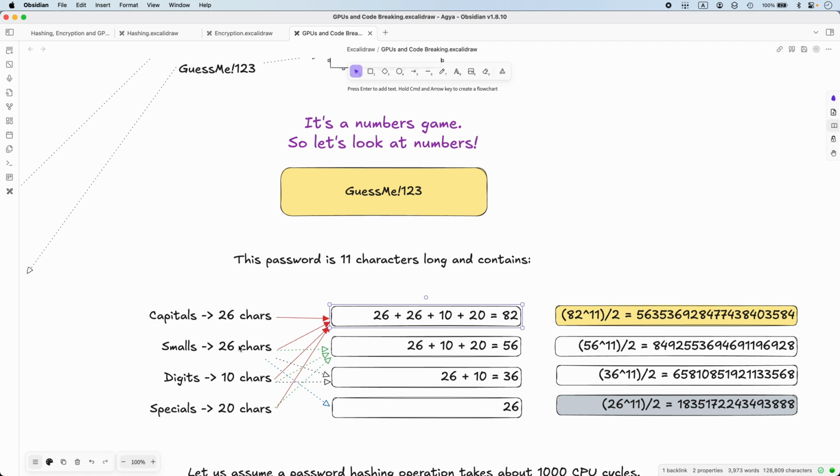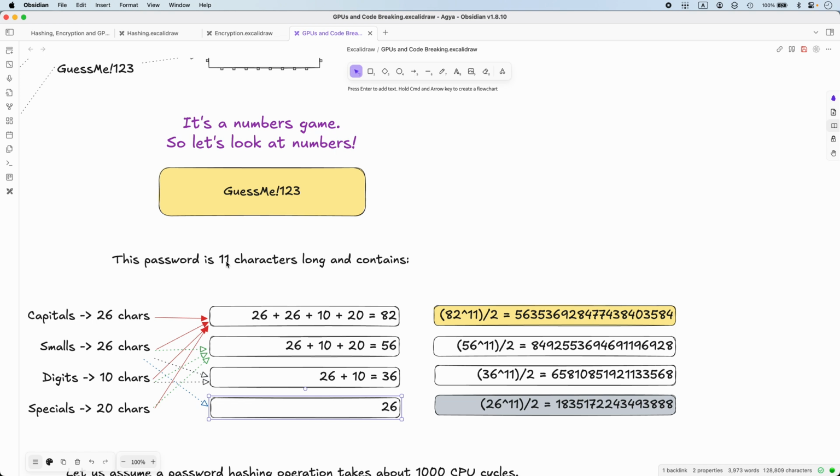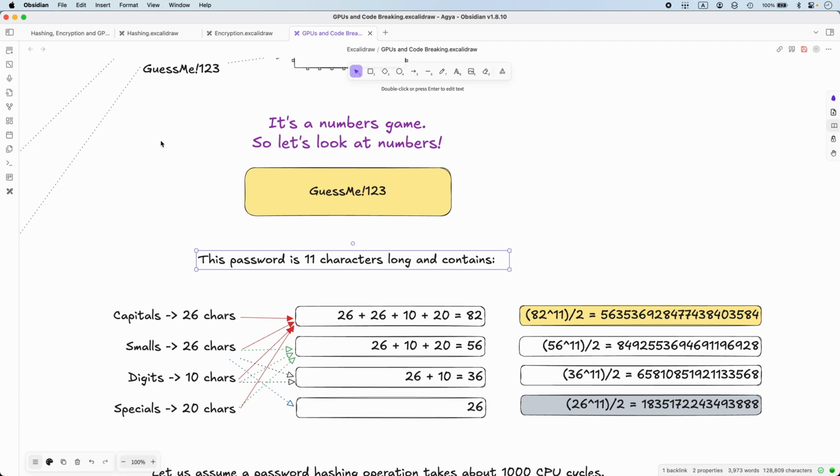Here I'm getting only 3 smalls, digits, and special. You have got 56. If you are using only smalls and digits, you're going to get 36. And if you just type the word in all lowercase, 26. Now I'm assuming the password is 11 characters long, and on an average, this is at G.